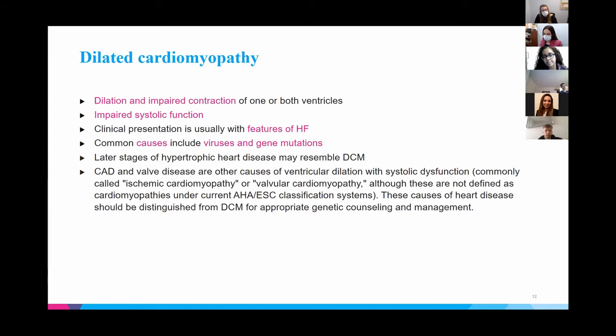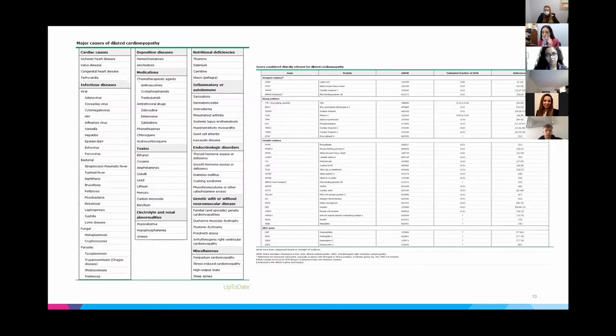You'll hear the terms ischemic cardiomyopathy or valvular cardiomyopathy, but these are not defined as cardiomyopathies under the current classification systems. So these really should be distinguished from dilated cardiomyopathy for appropriate genetic counseling and testing. This again is a long list, which shows major causes of dilated cardiomyopathy. I want you to remove the thought of the cardiac causes here, because although that causes dilatation of the ventricles, it's not really used to define dilated cardiomyopathy in the guidelines.